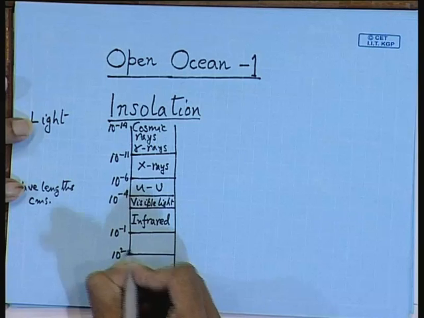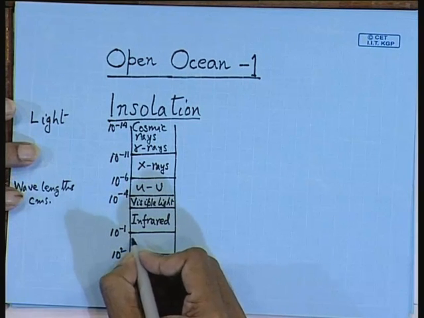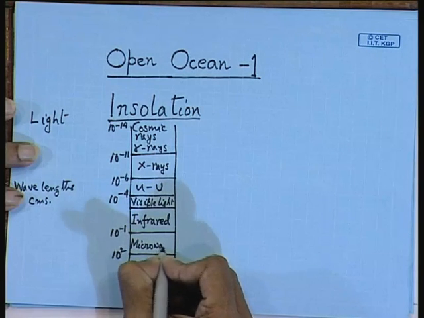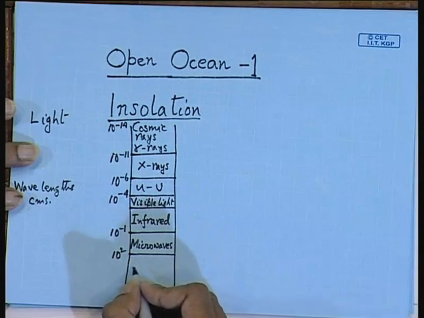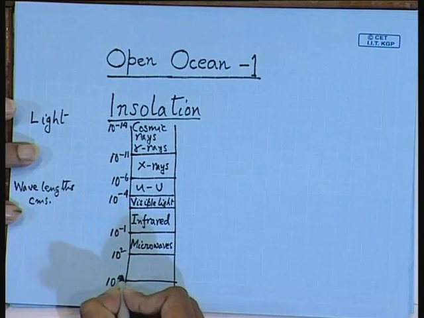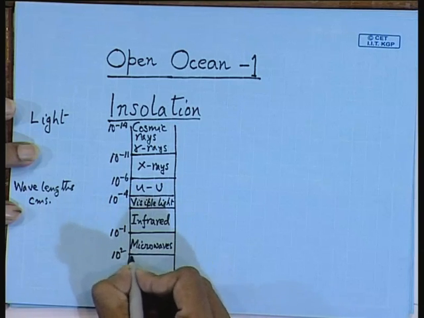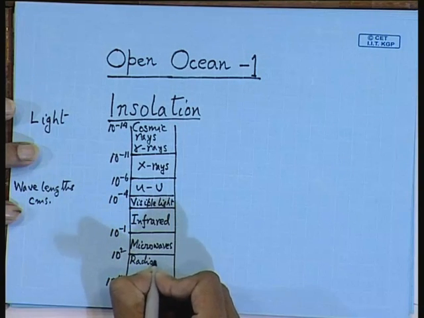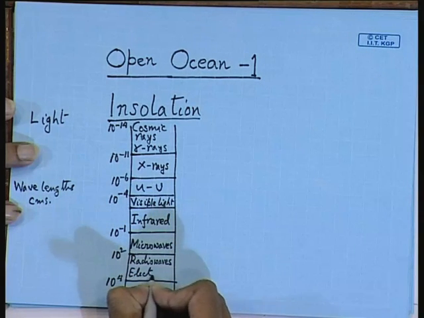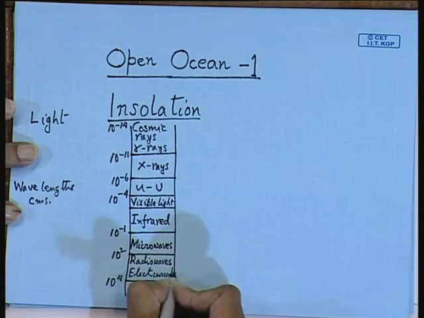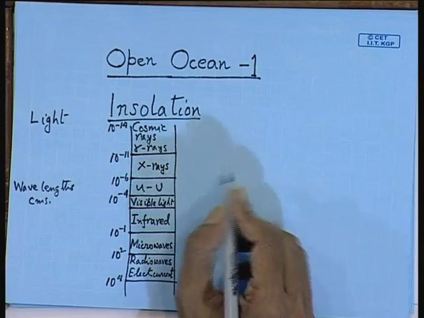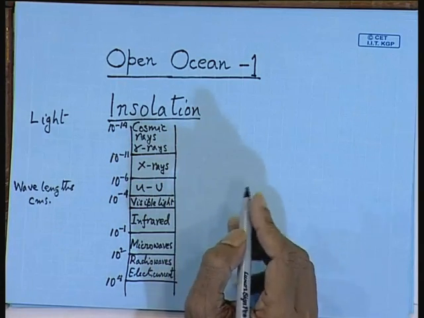Ten square. And below you have radio waves, electric current. So, this is your wavelength distribution of the light, which is coming in the form of all these rays.